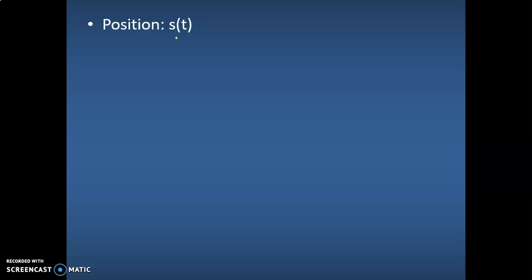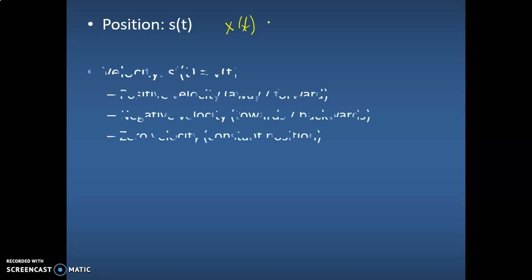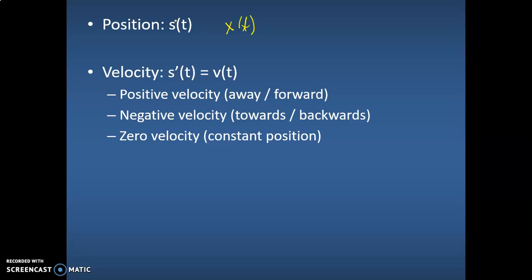So if we start with S of t as our position, sometimes you'll see it as a height or a position, but if we're measuring the distance, we're talking about S of t, or sometimes x of t. If we take the derivative of that position function, that'll give us the velocity function. So the derivative of position is velocity. A positive velocity means we're moving away, or moving forward. A negative velocity would mean we're moving towards something, like coming back at you or moving backwards. Zero velocity means you have a constant position, or you're not moving.